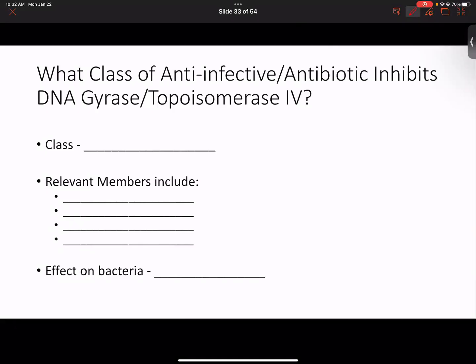What class of drugs exerts this mechanism of action in bacterial cells? This is where the fluoroquinolones come into play. The overall effect on bacteria is largely bactericidal. And there's 3 or 4 important fluoroquinolones that you need to be familiar with, but they are really quick.